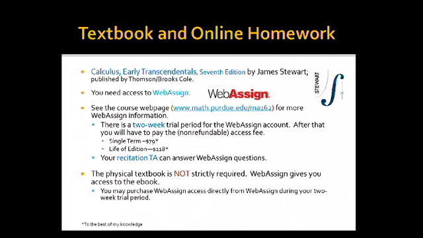The physical textbook is not really strictly required because once you get into WebAssign, they give you access to the ebook. It's a very high quality ebook. So really you don't need to have this big 6-pound book right here if you don't want to have it. If you want to have a copy, that's fine. You can save some money by buying a used, older edition because calculus really hasn't changed that much between 6 and 7, trust me.